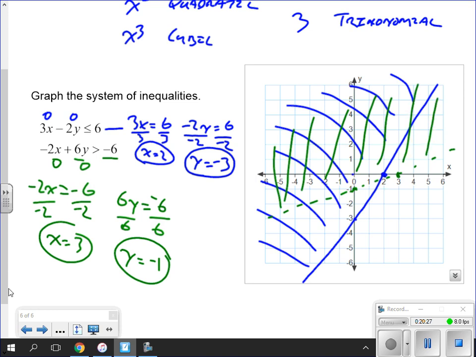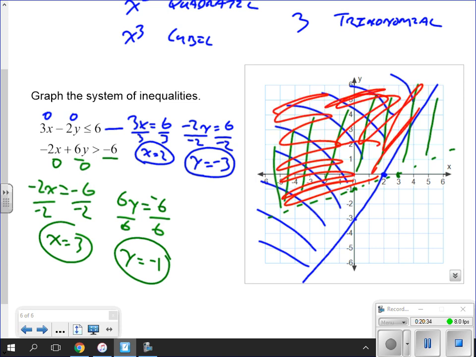And my solution is, where do they overlap? Where do they cross over? Where are they shaded for both? And that is that.